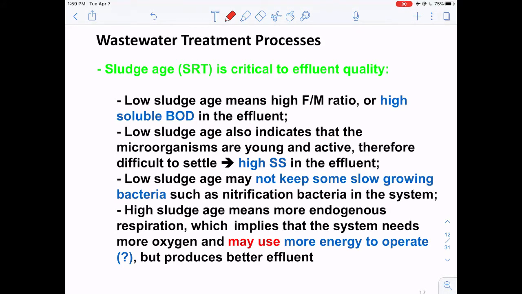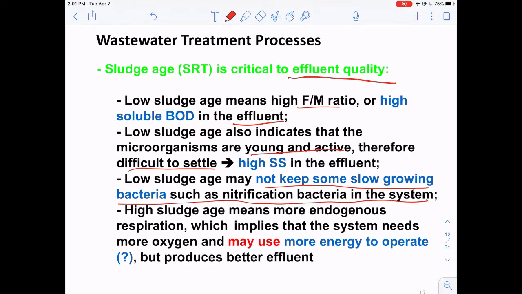The sludge retention time, or the SRT, is critical to the effluent quality, mainly because if we have a low sludge retention time, that means a high food over mass ratio or a high soluble BOD in the effluent. A low SRT also indicates that the microorganisms are young and active, and they're difficult to settle down. And this low SRT may also wash out some of the slow-growing bacteria, such as nitrification bacteria, from the system.